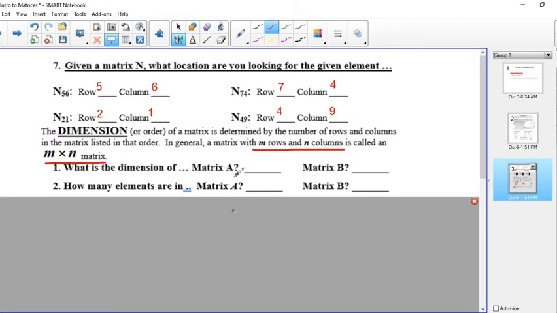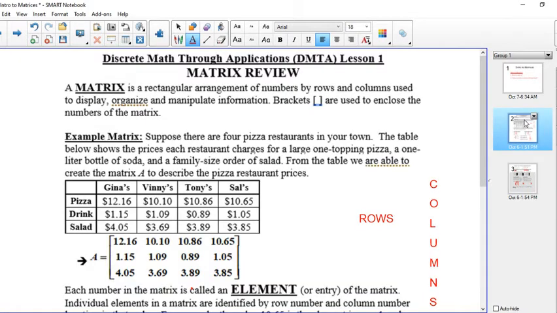So let's do matrix A. Matrix A, remember, was back on this previous page. I'm going to identify it by rows first and columns second. So rows, it has 1, 2, 3 rows, 1, 2, 3, 4 columns. 3 rows and 4 columns.